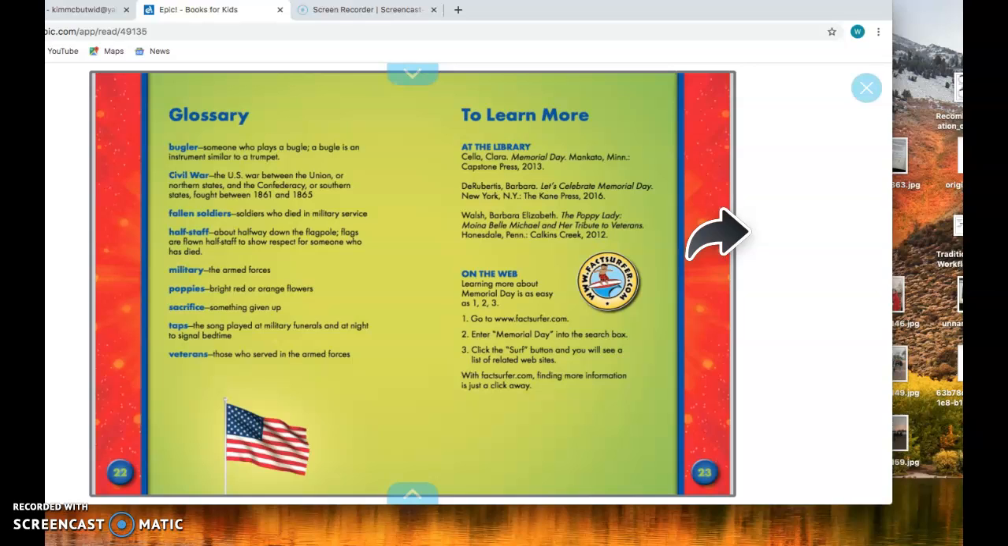Sacrifice. Something given up. Taps. A song played at military funerals and at night to signal bedtime. Veterans. Those who served in the armed forces.